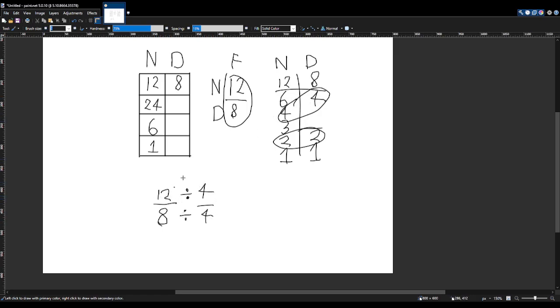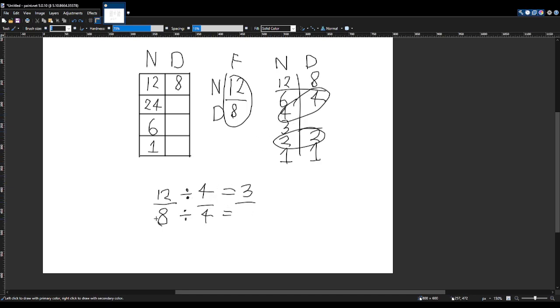Ooh, now this is a tricky one. 12 divided by 4 equals... What is 12 divided by 4? 3, since 12 divided by 3 equals 4 right here. So, you don't really need to struggle on this, since you can just look back on here and you'll find your answer.